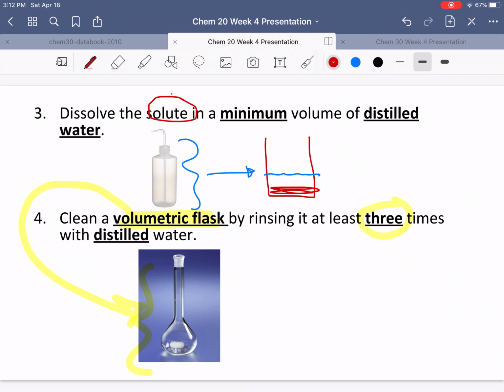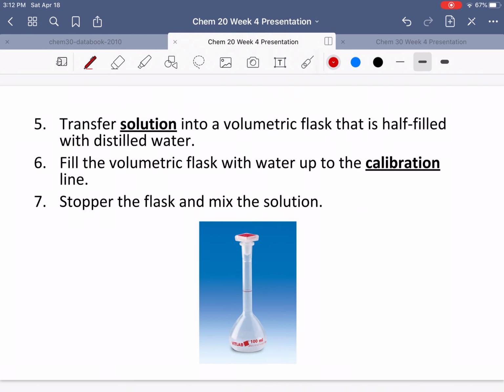We rinse it out, and then the solution that you made in number 3 is going to be transferred into the volumetric flask. Now, interestingly enough, you always want to make sure before you transfer it in that you fill it with a little bit of distilled water first. And the reason for that is a lot of times when we make solutions, a lot of energy is actually released.